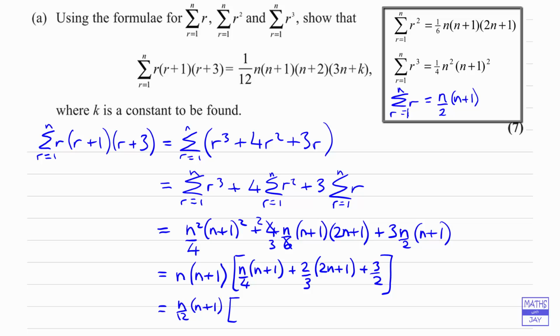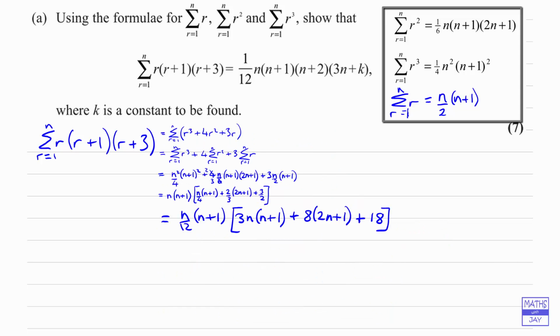So 12 divided by 4 is 3, so we've got 3n times n plus 1. And then 2/3 of 12 is going to be 8, so that's 8 times 2n plus 1. And then 12 times 3 over 2 is going to be 18. So it's looking even easier now. We've just got lots of whole numbers to deal with and some quite simple multiplying out to do. So let's just give ourselves some more space.